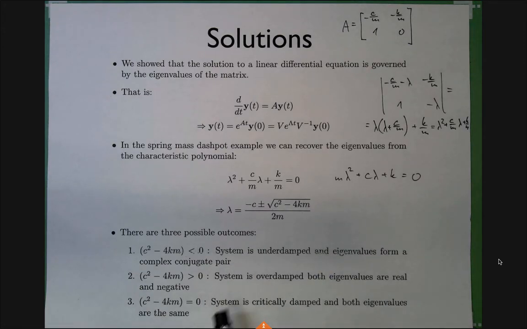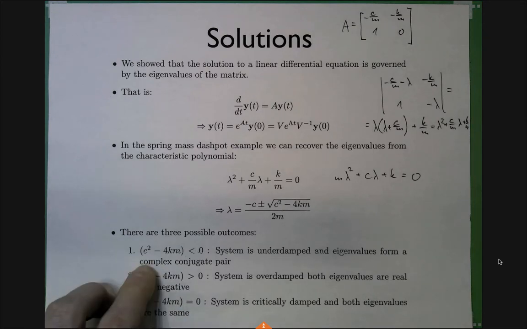So we have now three possibilities which have interesting physical interpretation. So the question is if the eigenvalues are going to be real or complex, okay? So if the discriminant is negative, then it means the lambdas will be complex, right?